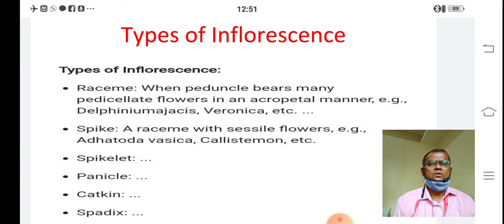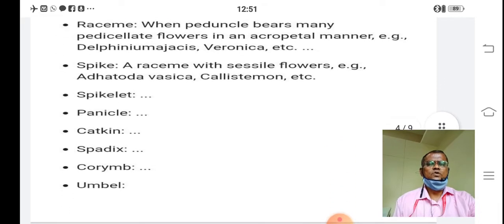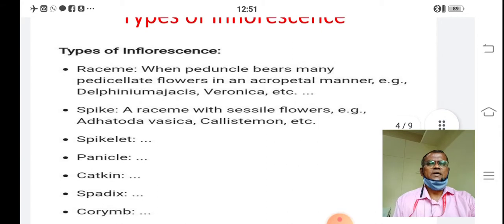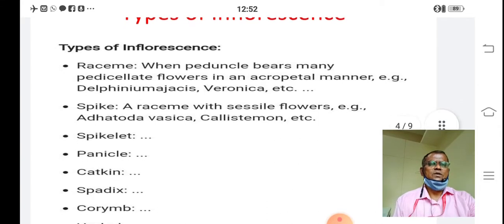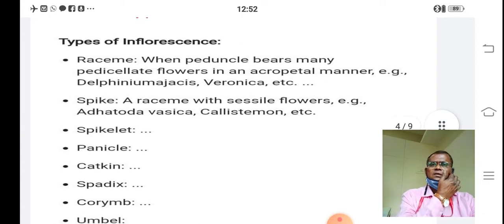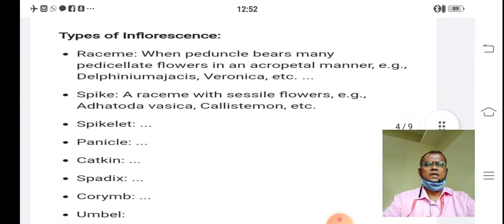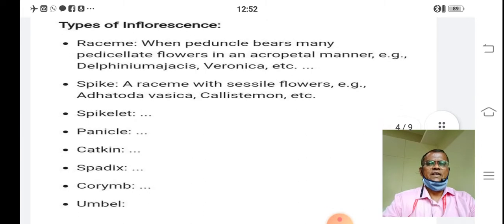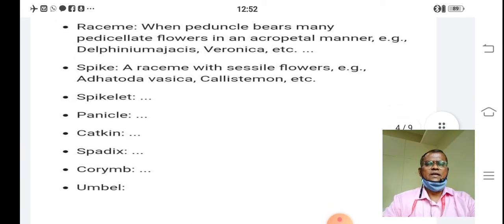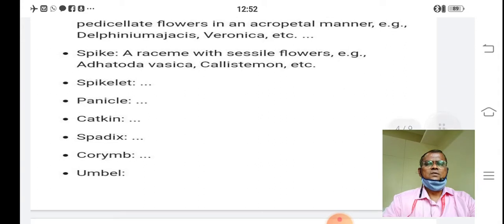So you consider this. Already we know the types of racemose inflorescence. Simple raceme, then spike is there, the flowers are sessile. Adhatoda is the good example, or callistemon, or in spike, tuberose is there, nishigandh we say. Spikelets are there, small flowers. Panicle, good example is the sorghum, or all this branched simple raceme. Flowers are sessile, then catkin, Acalypha, right.